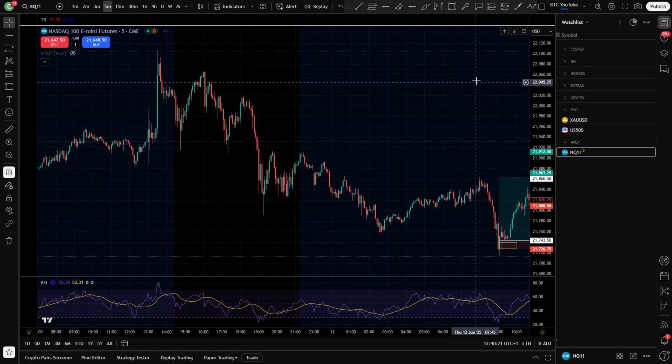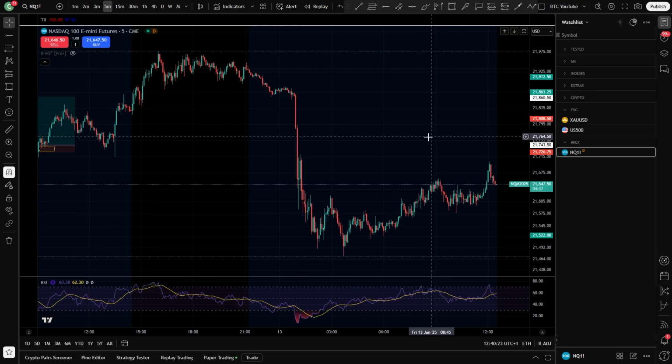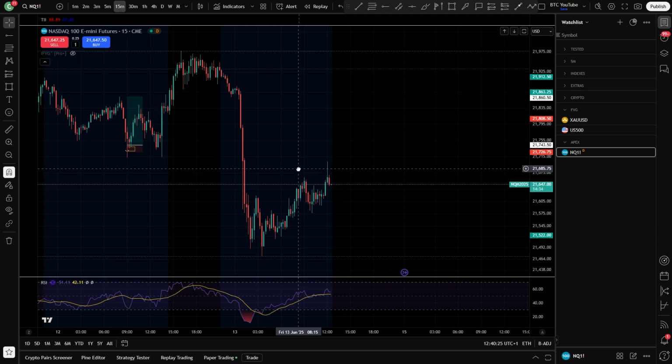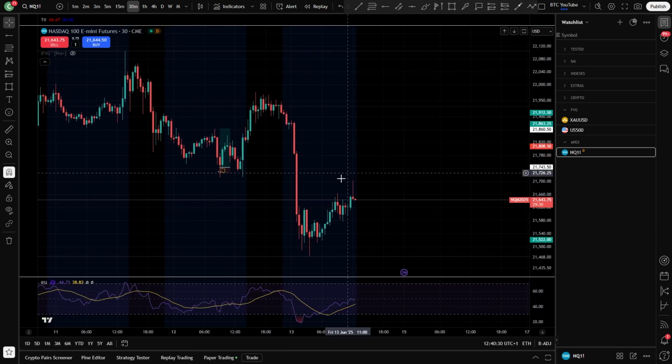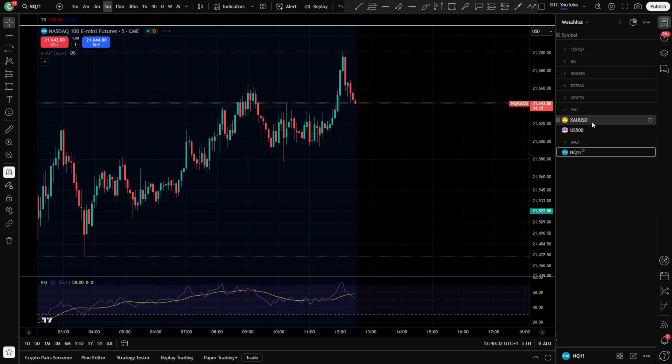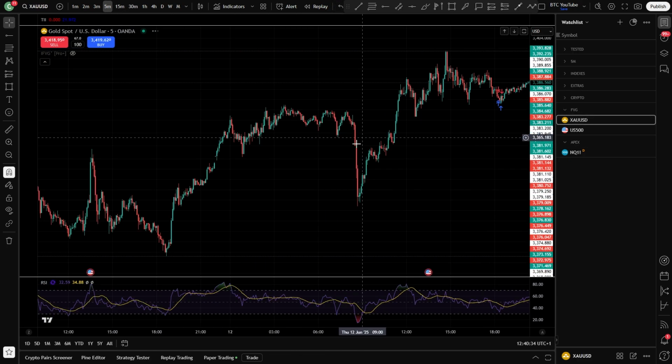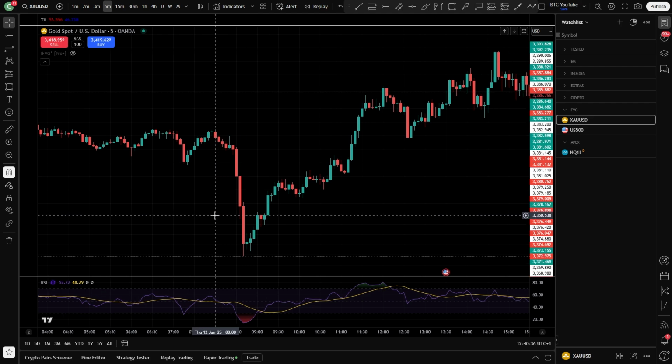So I hope you're getting the idea with this. These V-shaped recoveries happen all the time. We're actually in the midst of potentially having one here, although we didn't actually get much of a V-shape on this one. We just had a drop and a stall. We actually had a really good one on gold the other day. Just one more example here.